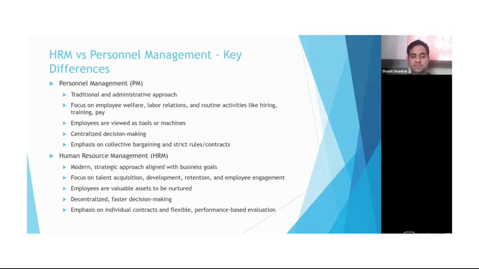However, if you are talking about HRM, it is a quite modern, strategic approach, aligned with business goals, focusing on talent acquisition, development, retention, and employee engagement. Employees are valuable assets to be nurtured. Here it is decentralized, with faster decision making, and emphasis on individual contexts and flexible performance-based evaluations.